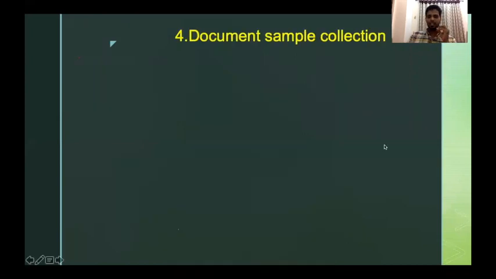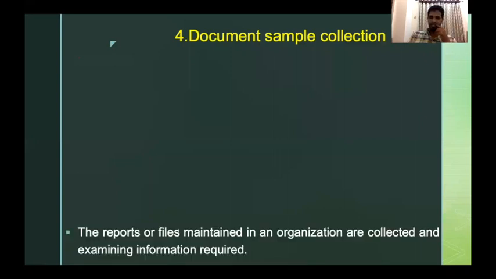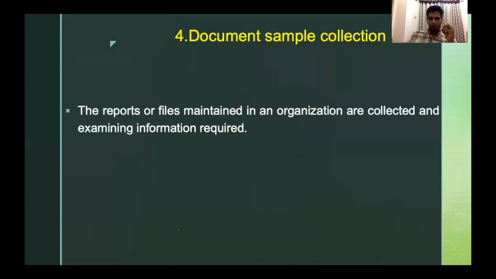So we have discussed three methods of how we gather the requirements. Now the fourth method, that is document sample collection. The reports or files maintained in organizations are collected and examined for the information required. They may be maintaining a report. அவங்க ரிப்போர்ட் வச்சிருக்கலாம், அவங்க ஏதாவது டாக்குமெண்ட்ஸ் வச்சிருக்கலாம். ஓகே, நாங்க அந்த டாக்குமெண்ட்ஸ் எல்லாம் கலெக்ட் பண்ணி, we are taking notes or taking the requirements. Okay.